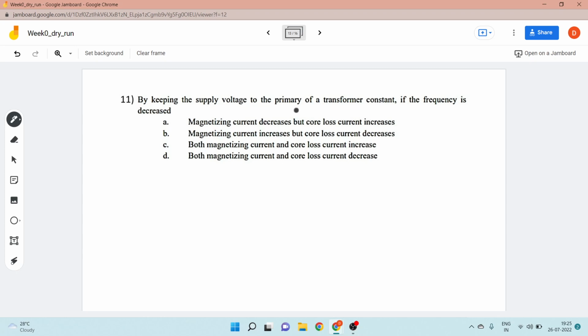By keeping the supply voltage to the primary of a transformer constant, if the frequency is decreased, what can happen to the magnetizing current and the core loss current? Okay, let's look into initially the magnetizing current. Now this magnetizing current is equal to the voltage and the magnetic reactance. It is the reactance, right? So now reactance is dependent on the frequency as 2 pi f into L, where L is the inductance, right?